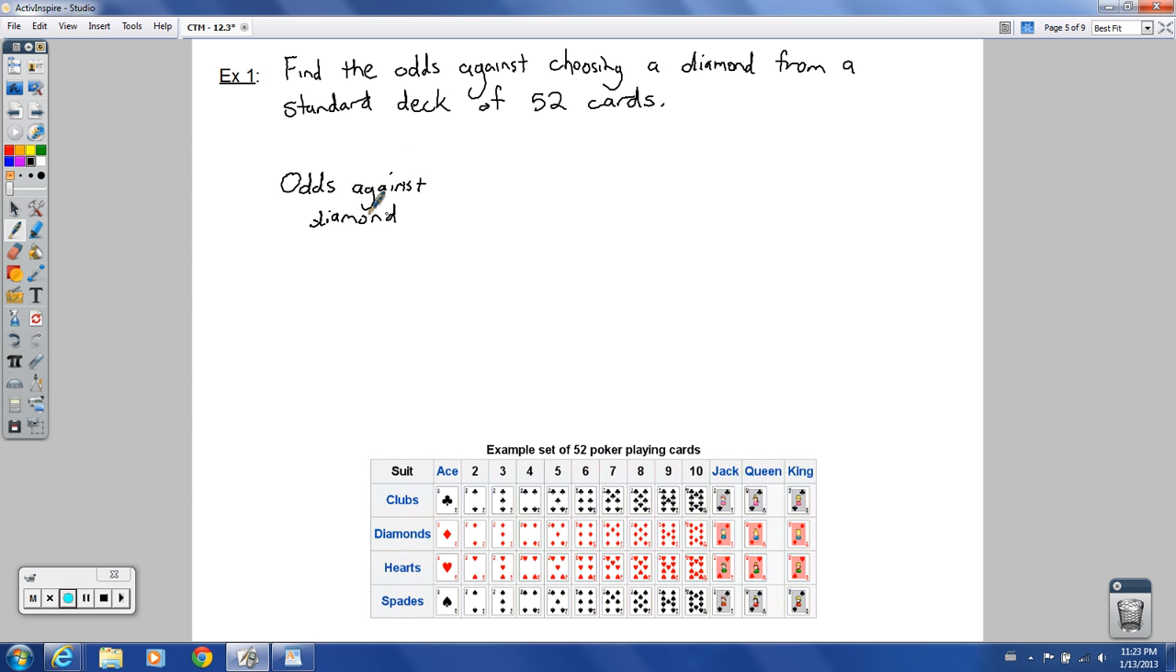So odds against a diamond equals the probability of not a diamond, that's failure, over the probability of a diamond. Drawing a diamond would be success in this case. And so what's the odds against this happening? What is the chance of not drawing a diamond here? You've got clubs, diamonds, hearts, and spades. You could say it's 3 out of 4.